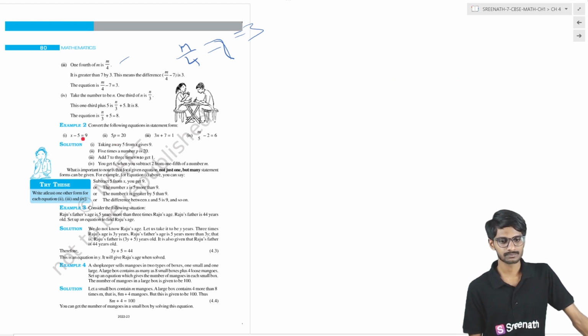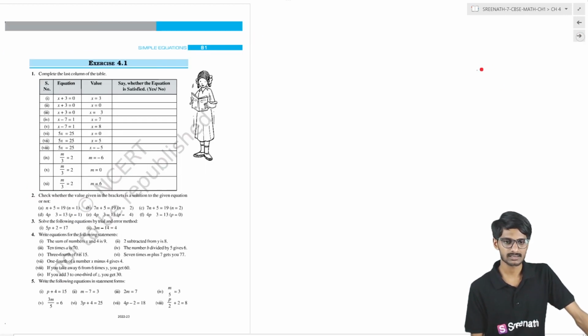And here there are statements. We can write them in the form of conditions. So x minus 5 equal to 9. So subtract 5 from a number, that equals 9. We can write it as take away y from x gives 9. We can write it like that also. So that is the thing we have to do, students.